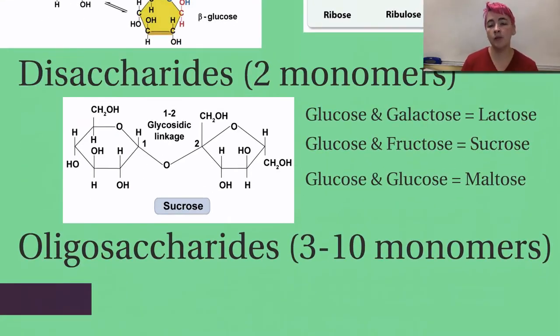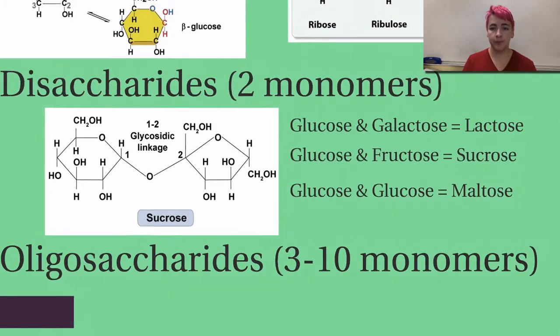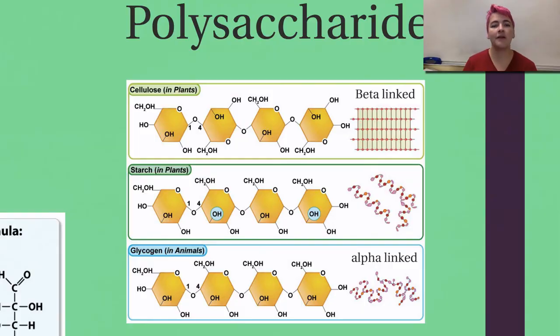Disaccharides is when we take two monomers and put them together. Glucose and glucose together are going to create maltose, which is malt sugar. Glucose and fructose, put one of each of those together, it creates sucrose, which is table sugar. And galactose and glucose put together is lactose. An oligosaccharide would be 3 to 10 monomers put together, so a smaller polymer. When we take thousands of these subunits or monomers and put them together, we come up with a polysaccharide.